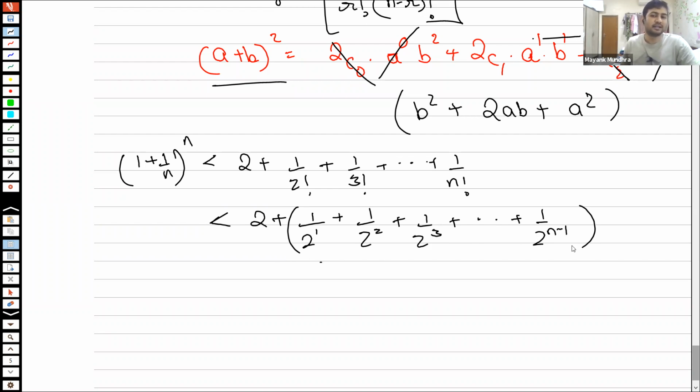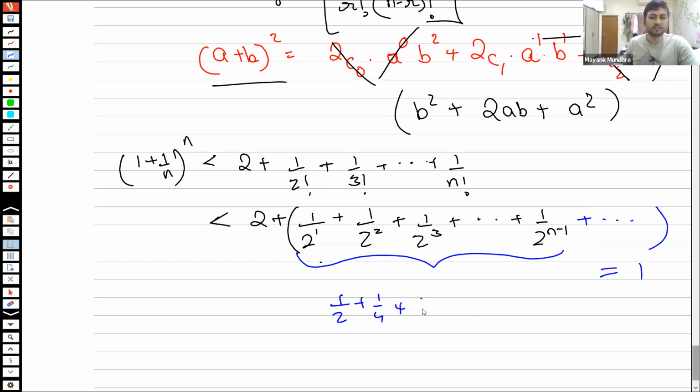Now this entire thing sums up to 1 by 2 to the power 1 by 1, sorry. This entire thing will actually be less than 1. This part, just this part, is less than 1. Even if this goes to infinity, in that case it will be equal to 1. This is basically 1 by 2 plus 1 by 4 plus 1 by 8 and so on. Right, so this thing is going to be equal to 1.